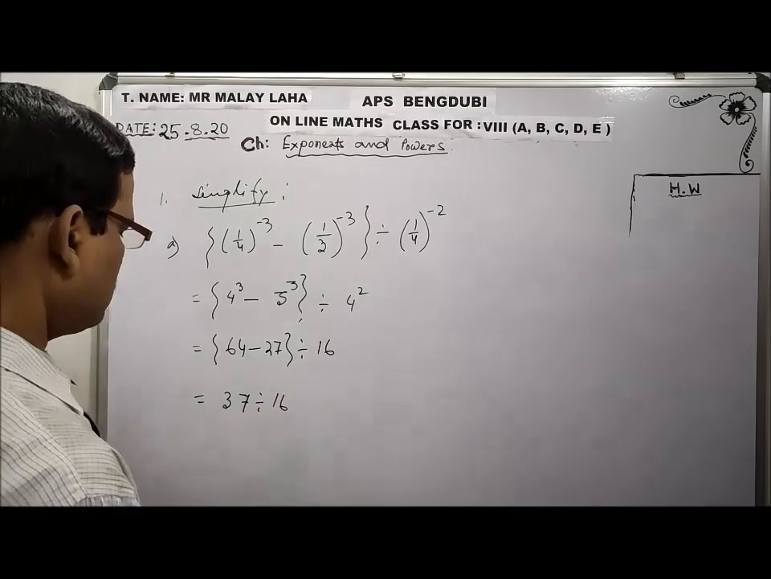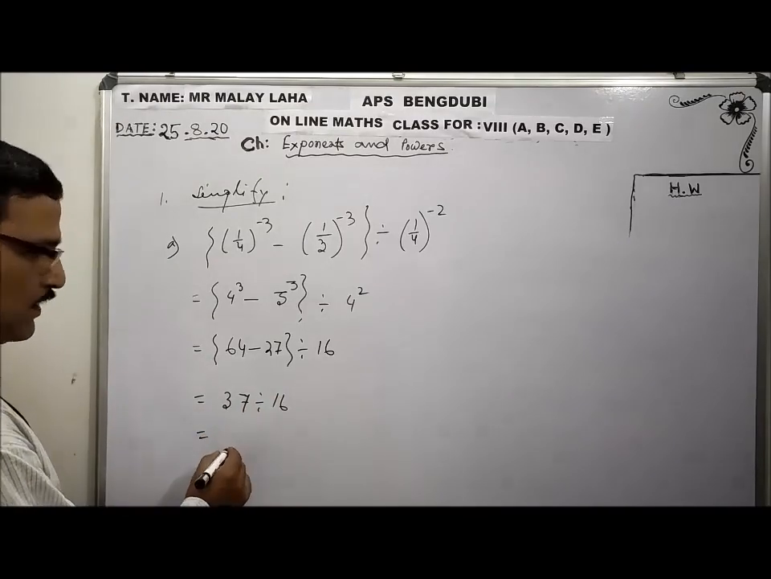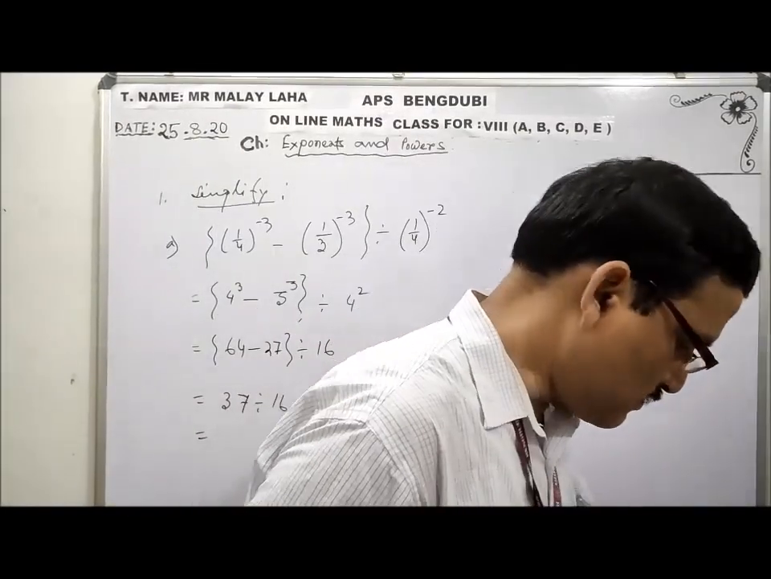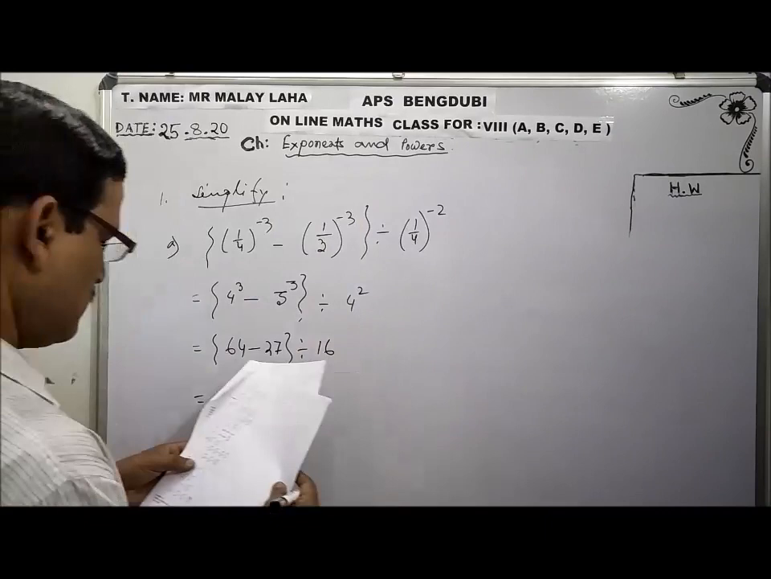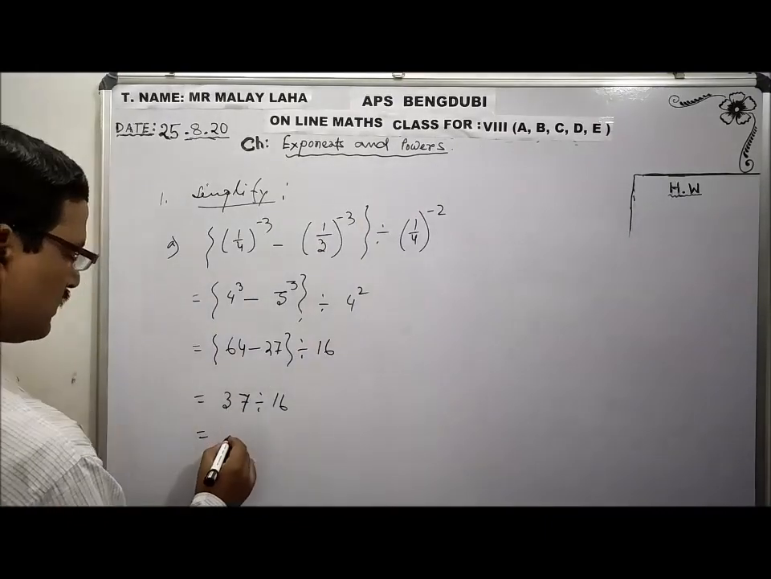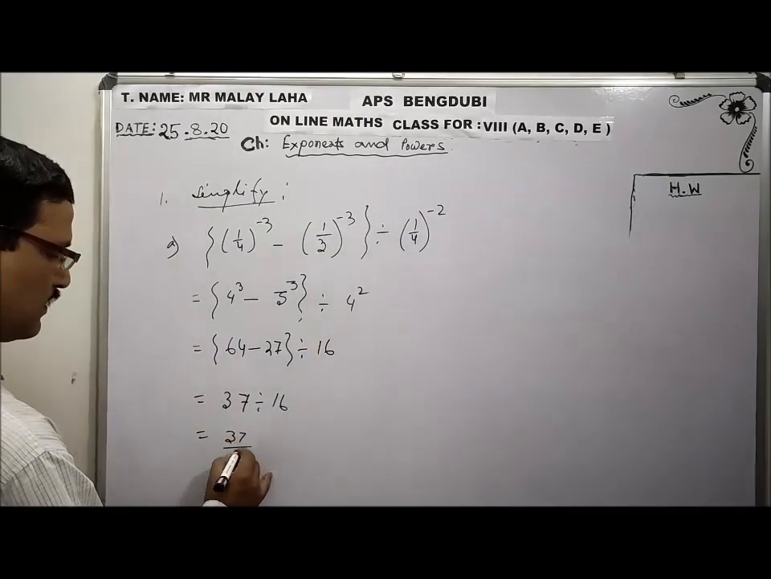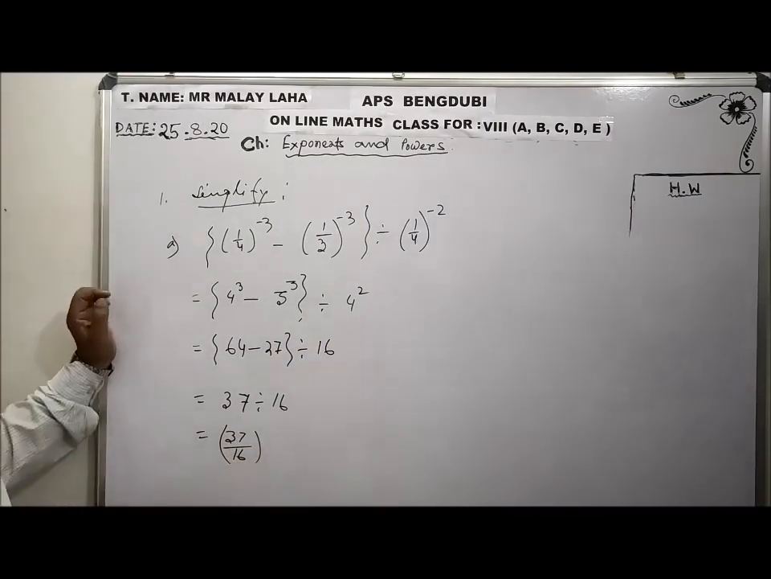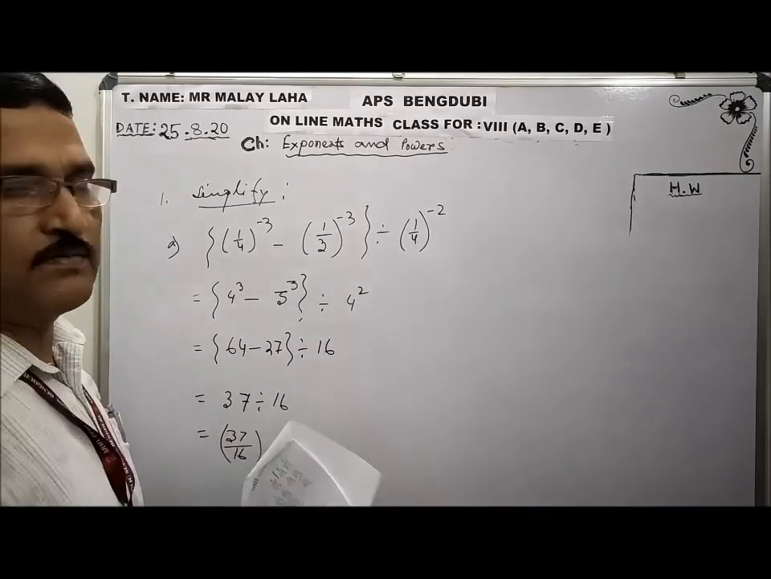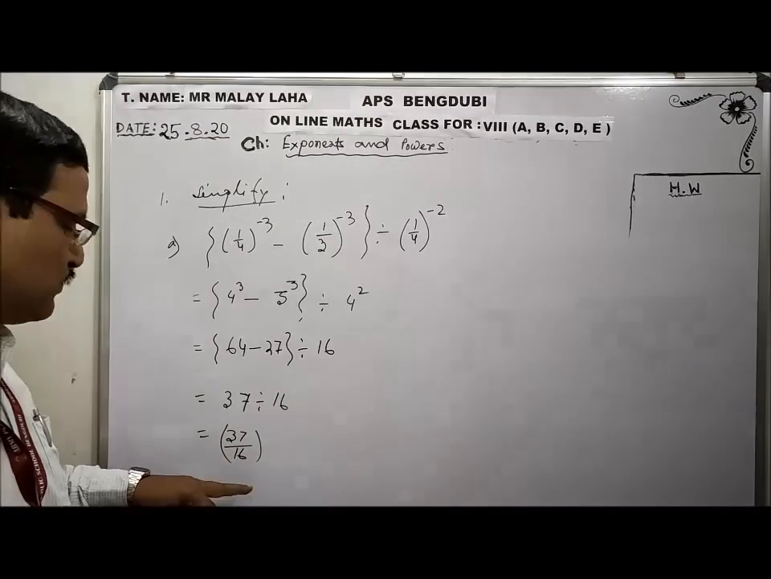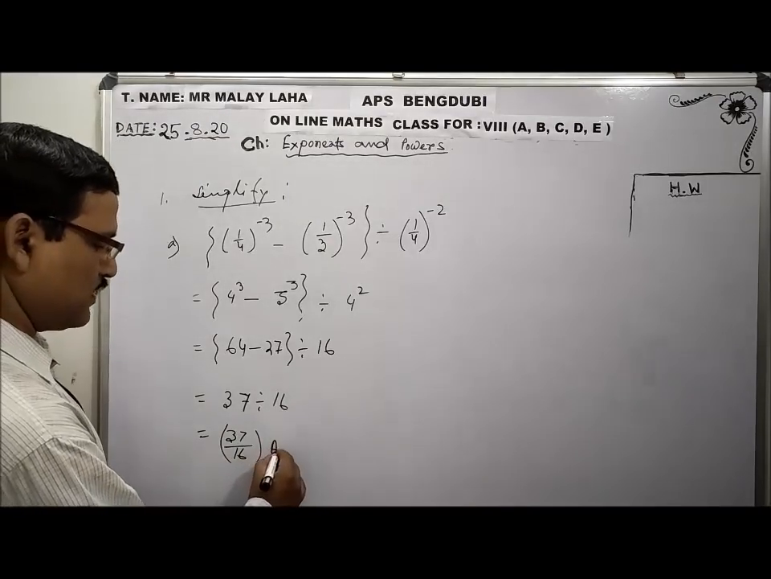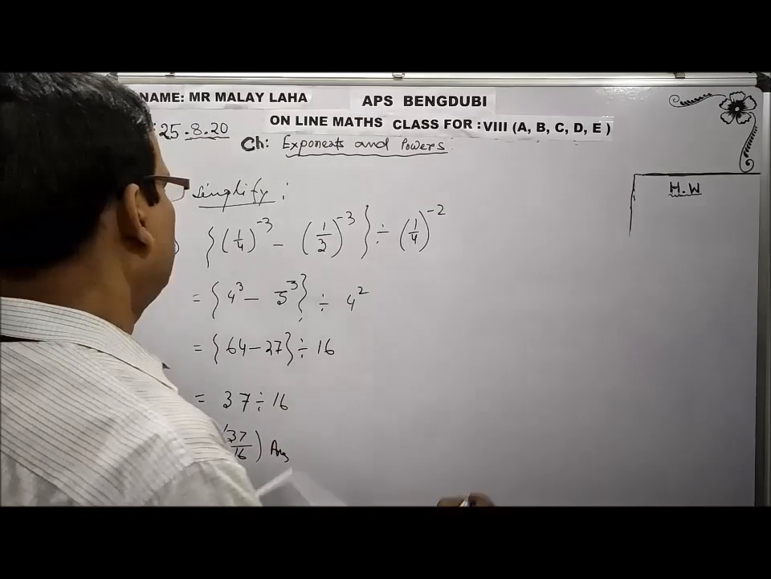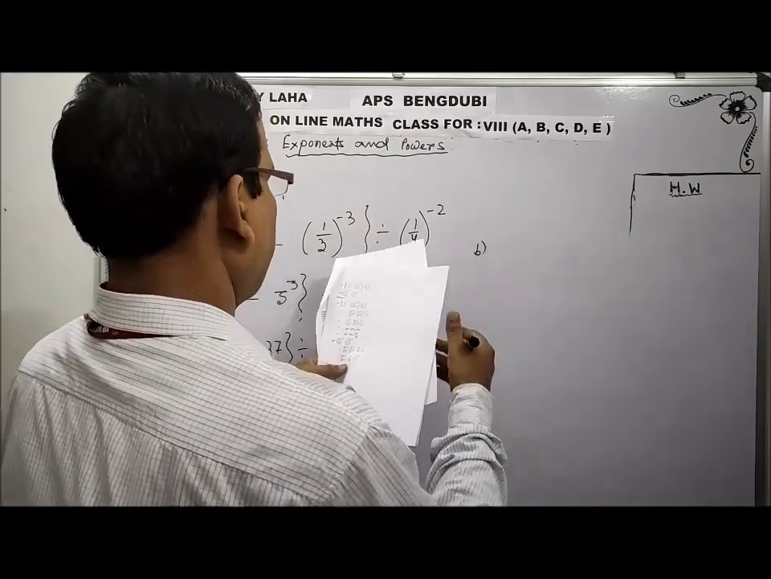Is it possible to divide? Not possible. So your answer will be in fractional form: 37 by 16. No need to divide it. Your answer will be in the fractional form only. You will leave it up to this much. This is the answer.